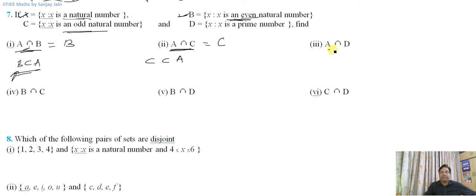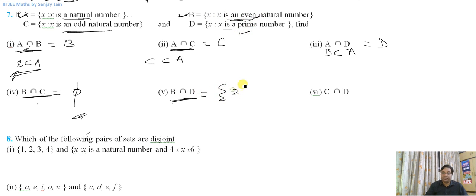Right? A intersection D. X is a prime number. Prime numbers are obviously natural numbers. So D is a subset of A. Hence this answer will be D. B intersection C. Even natural numbers, odd natural numbers, there will be nothing in common, right? There is no number which is even as well as odd. So the answer is empty set. B intersection D, even natural number and a prime number. So there is a number which is even as well as prime, that is the number 2.